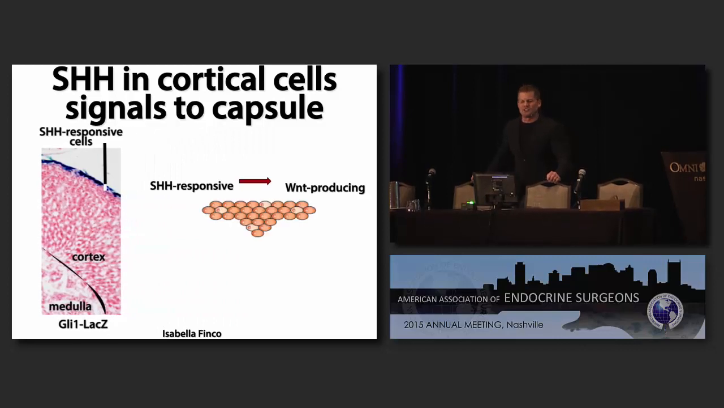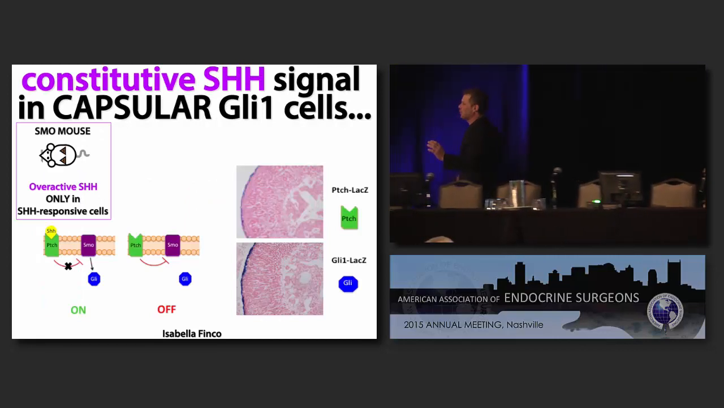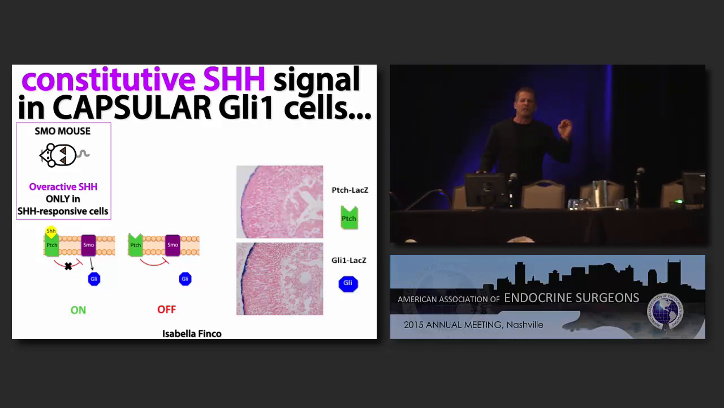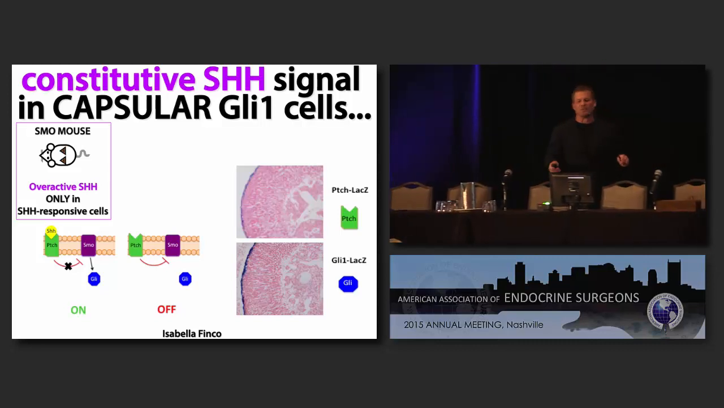What Isabella did, this is not for the faint of heart, for the fellows and trainees. This is a 6-year experiment that has not been published yet. The Sonic Hedgehog is turning on the capsule. To ask the question, is Sonic turning on Wnt in the capsule to activate regeneration, she made a very interesting mouse. She made a mouse whereby the Sonic pathway was constitutively active, but only in the Sonic active cells in the adrenal capsule. So she had a mouse where the adrenal capsule was always turned on in terms of the Sonic pathway, that thin line of blue in the capsule.